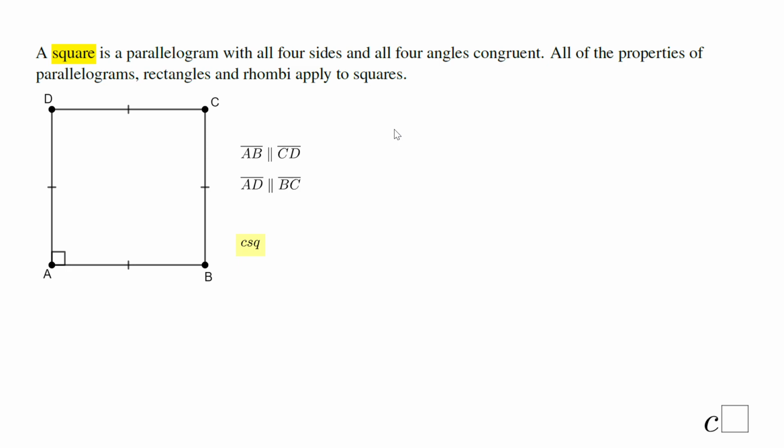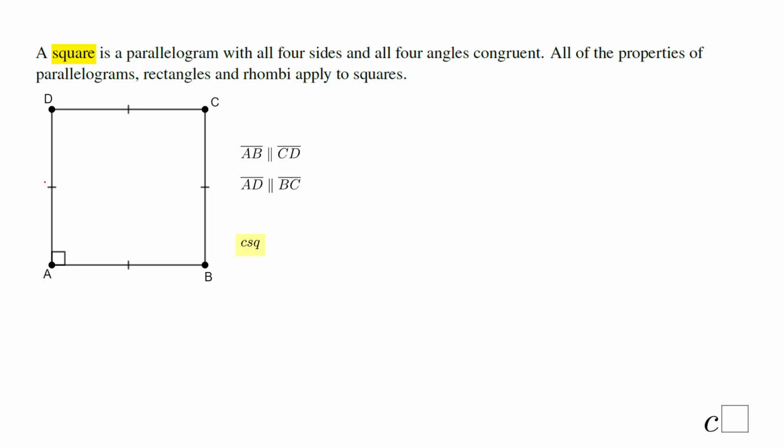Welcome back at C-Square. In this lesson we'll cover the square, which you notice we have a definition here. A square is a parallelogram with all four sides and all four angles congruent. What do we mean? Look at here.